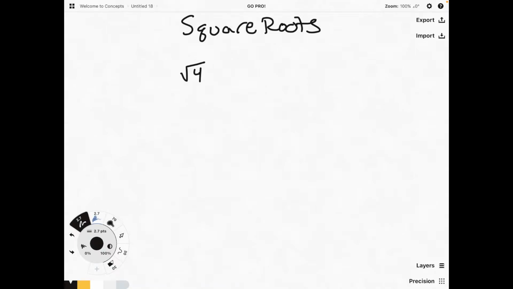A square root is a fancy way to say, what is the number that when multiplied by itself gives you that value. So if we look at the square root of 4, you ask yourself what multiplied by itself is going to give you 4. So what number multiplied by itself is going to give you 4? In this case, we know that 2 multiplied by 2 equals 4, and therefore the square root of 4 is equal to 2.